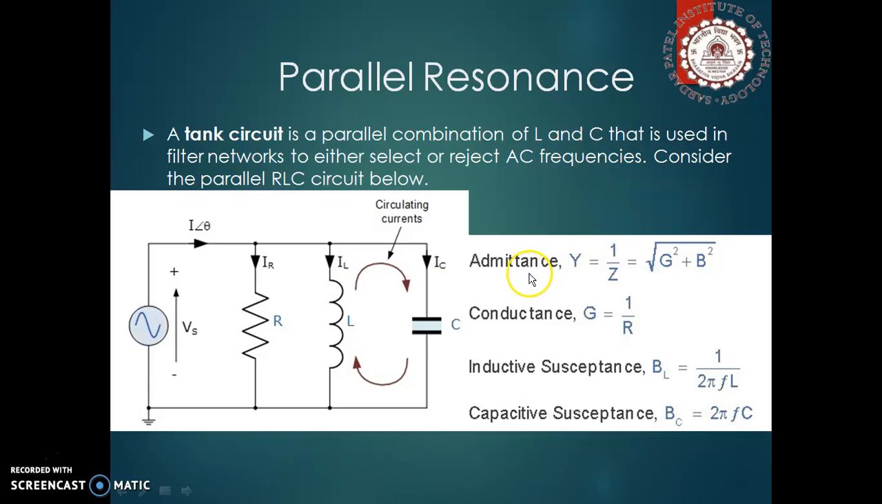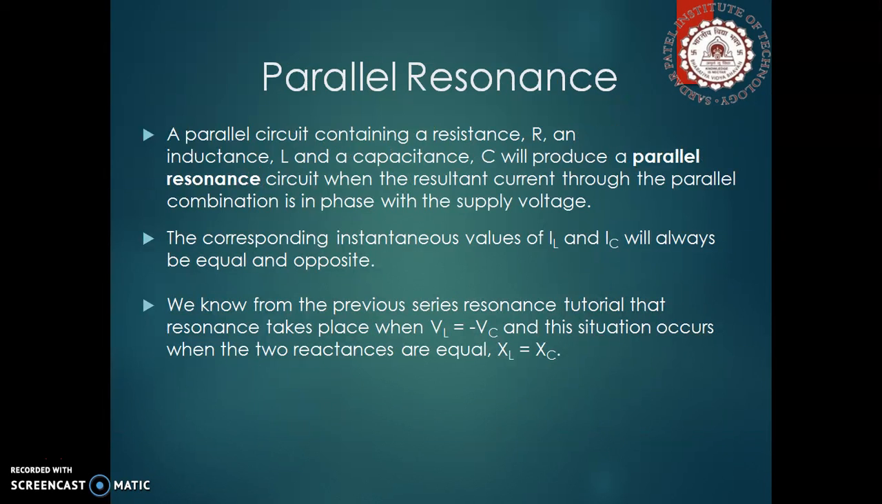Here we can see that, as we have already seen, Y is equal to 1 by Z, so Y would be root over G square plus B square, and G is equal to 1 by R, so inductor susceptance is BL, which is given by 1 by 2 pi FL, and capacitor susceptance is BC, which is given by 2 pi FC.